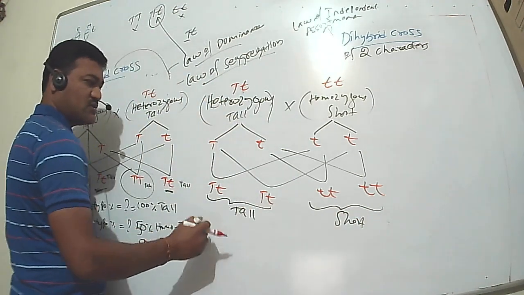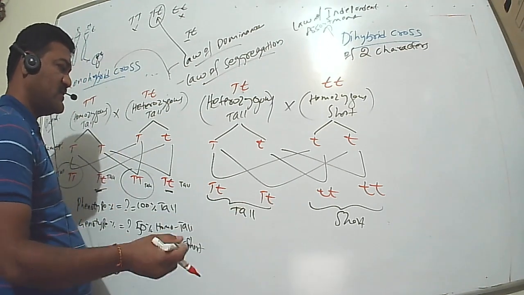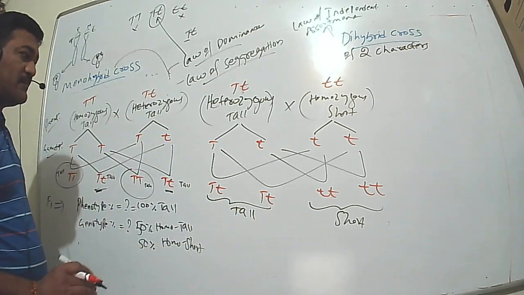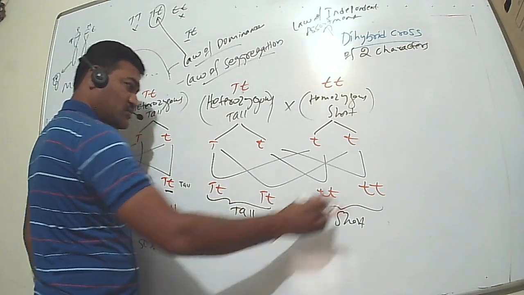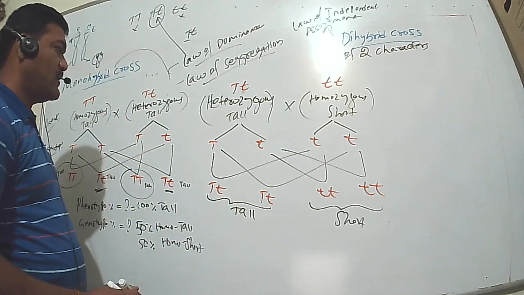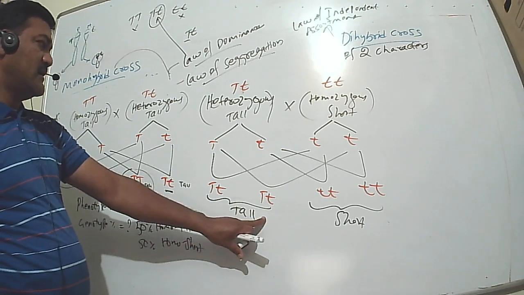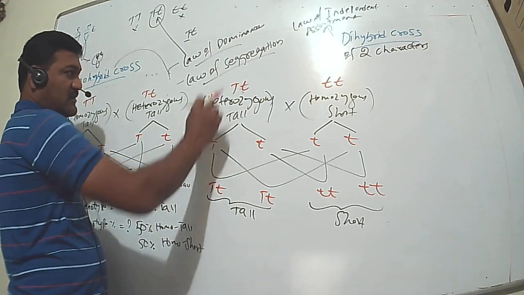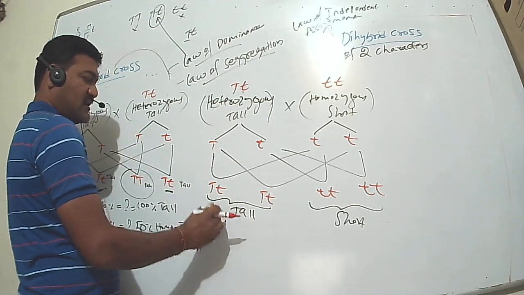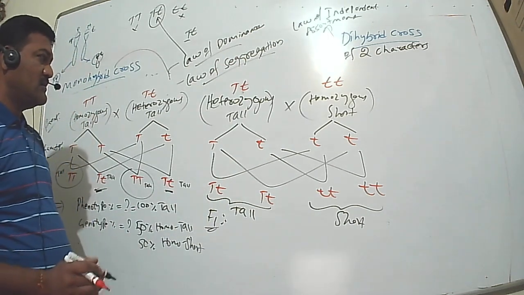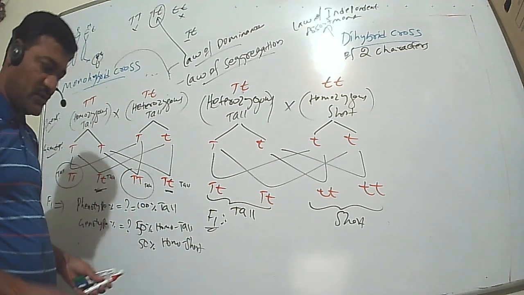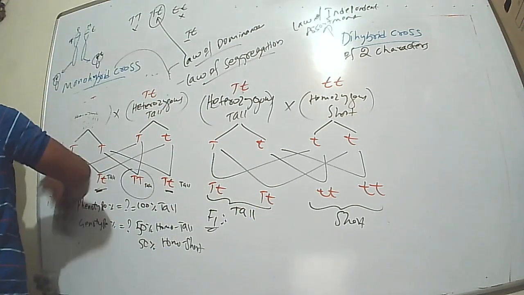So I get tall to short in a 1:1 ratio, 2:2 or 1:1, or 50% to 50%. So the phenotype percentage or phenotype ratio is tall to short 1:1. But for genotype, heterozygous tall to homozygous short is 1:1 again, capital T small t and small t small t. What I'm seeing is that I'm getting the same parental characters. So here the F1 generation repeats the same parent characters in the same 1:1 ratio. Okay, that's about a monohybrid cross. But one special note on this monohybrid cross.